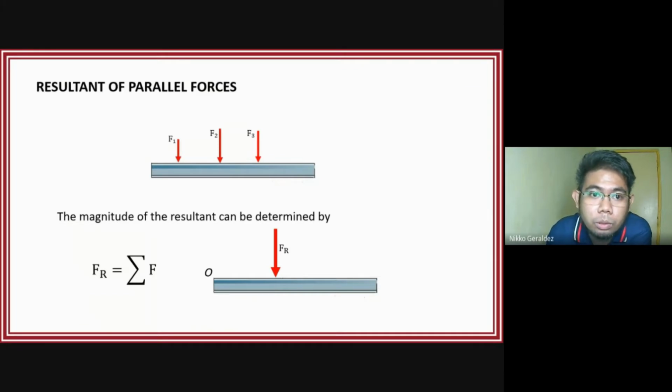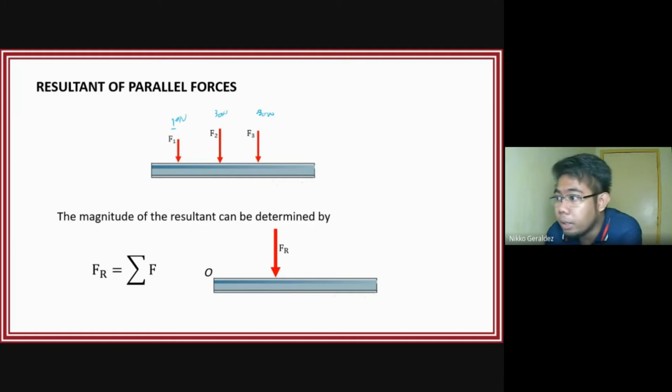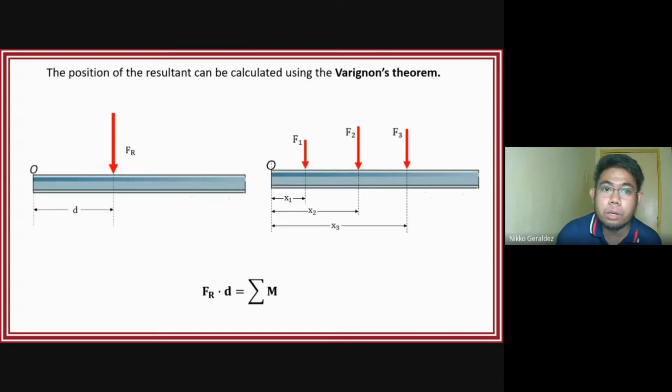So, kung 10 newtons, 10 newtons, 30 newtons, 30 newtons, ang resultant niyan, add mo lang. So, negative 10, negative 30, negative 30. So, that is negative 70 newtons. So, kunin mo lang yung resultant force. So, ganun ang resultant ng parallel forces. So, next, position.